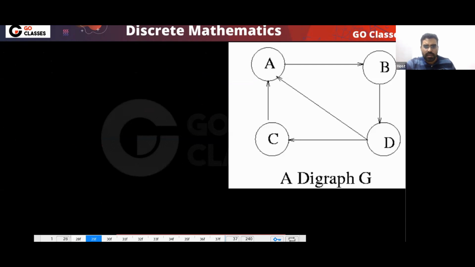Let's check it out on this graph. Tell me, can I say A comma A are strongly connected?